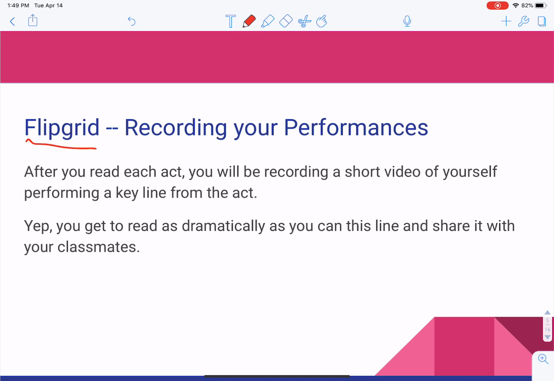So after each of the acts, so you'll do this at the end of Act 1, at the end of Act 2, Act 3, and Act 4, you'll be recording a short video. And by short, I mean less than 2 minutes in length, where you perform a key line from the act. You're going to get to read as dramatically as you can. You can add in props. You can bring in other people, of course, just family members that you're social distancing with, to help display what you want to show. And this is really just about having fun.